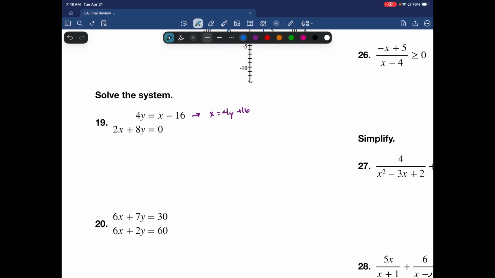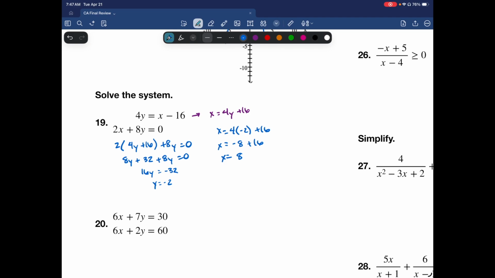So that's going to be 2x plus 8y equals 0, with x replaced by 4y plus 16. All right, so you got 8y plus 32 plus 8y equals 0. So it's going to be 16y equals negative 32. Y equals negative 2. And once you know what y is, you plug it into your x. And so that's going to give you x equals 4 times negative 2 plus 16. All right, so that's going to give you negative 8 plus 16. This is going to give you positive 8. And your answer is an ordered pair. So you got 8, negative 2 for your answer.